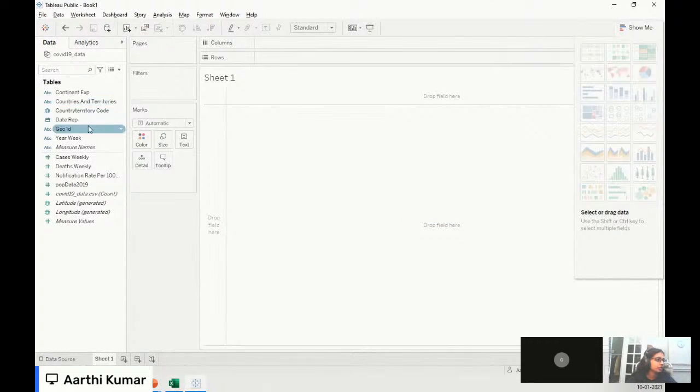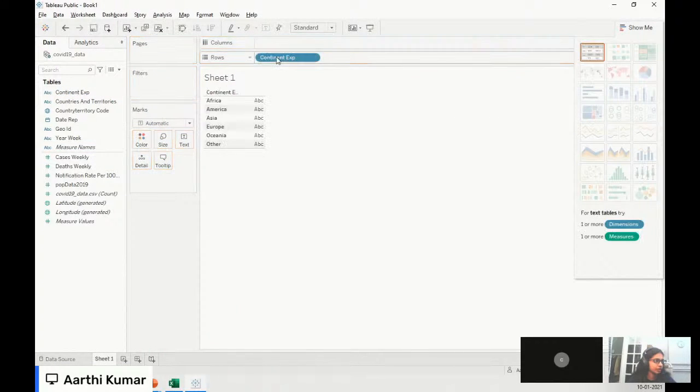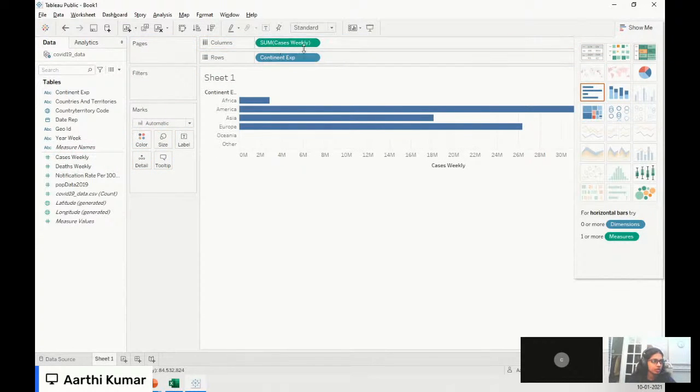So here, all you need to do is drag and drop. Let's say this is a continent. You either drag and drop here or over here in the rows. And then let's look at the cases, which you drag and drop in the columns. As soon as you drag and drop the columns, what Tableau does is it chooses the best visualization possible.